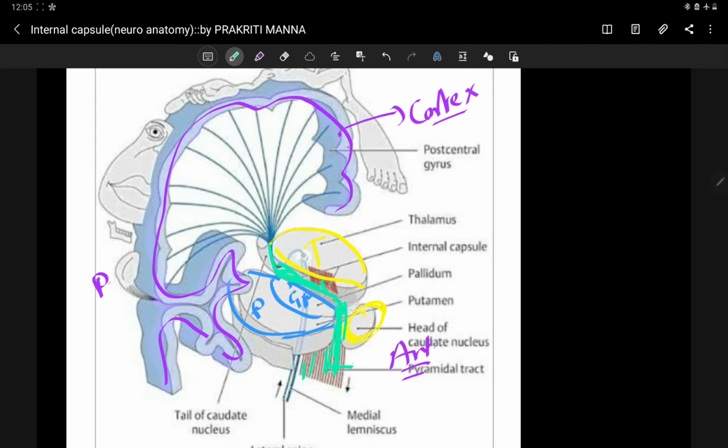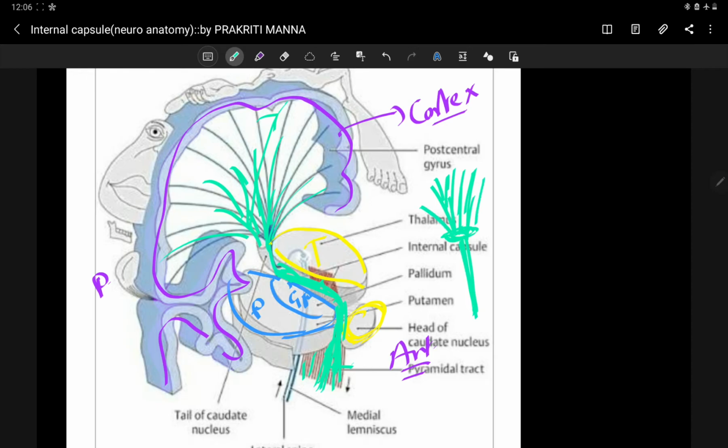And then what happens? The internal capsule fibers are radiating or diverging to reach the cortex. The white fibers above the internal capsule are diverging, and below the internal capsule they are converging. So the internal capsule is acting like a band, with diverging fibers above and all the fibers converged here.